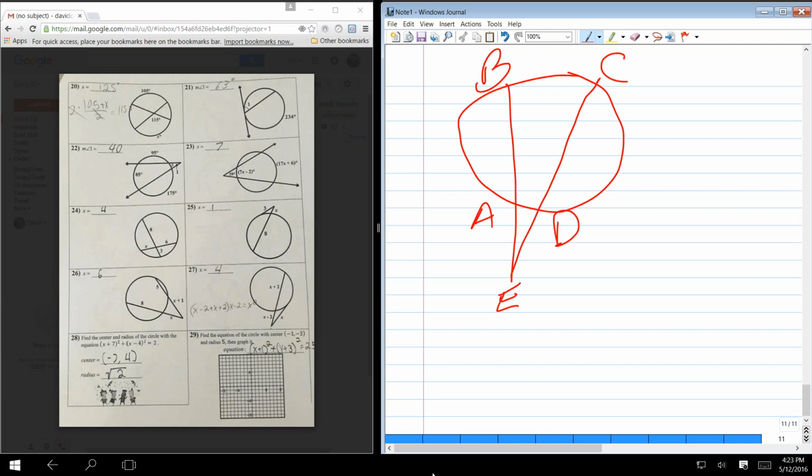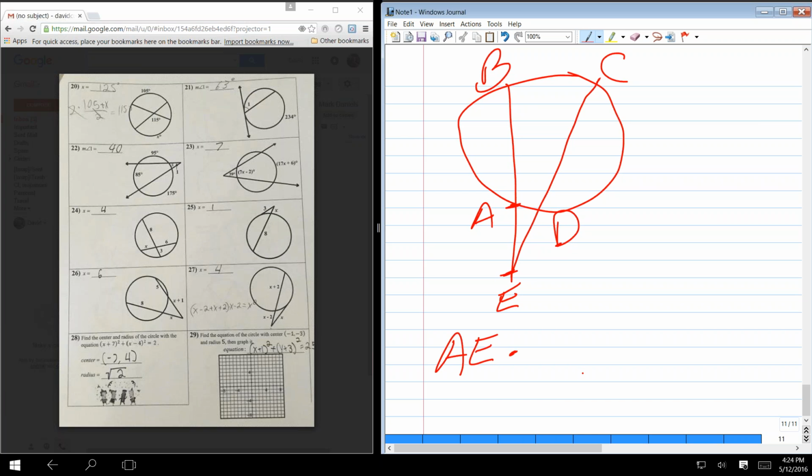What's the formula that applies to each of these segment lengths? A times AB equals D times DC. Well, first of all, I added this E so that we could refer to this segment length as AE. Okay. So AE times what?